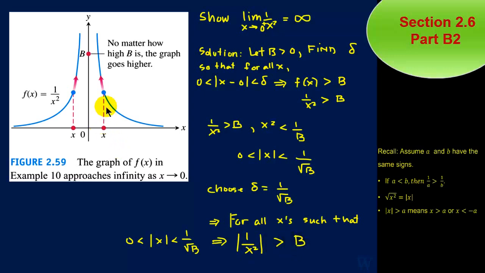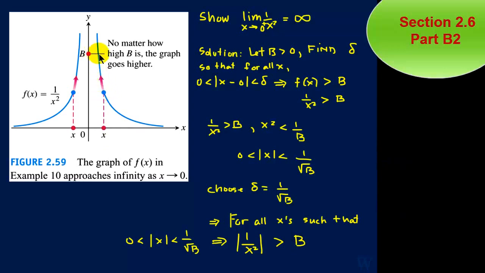And from the graph, suppose this is our B, so y is equal to B. If I solve for x, I will go down here and I will get x to be equal to 1 over the square root of B. So that's where you will find the delta neighborhood. So for all x's close to 0, all these y values will be greater than B, on both sides. But here we just took the limit as x approaches 0 from the right.